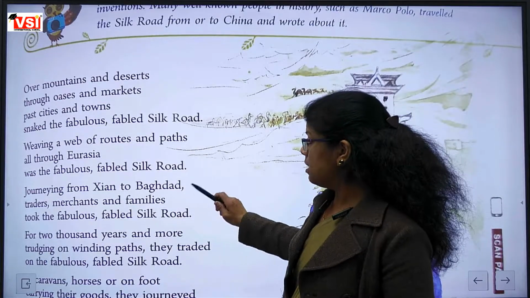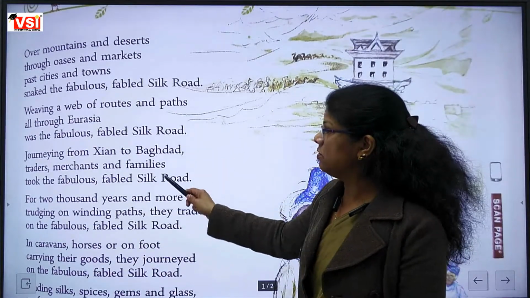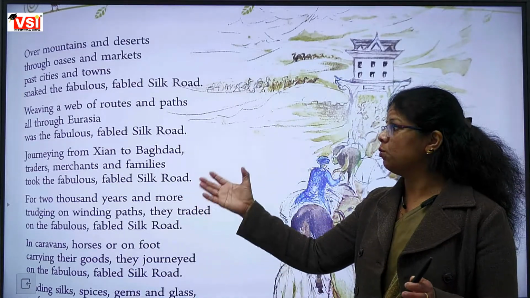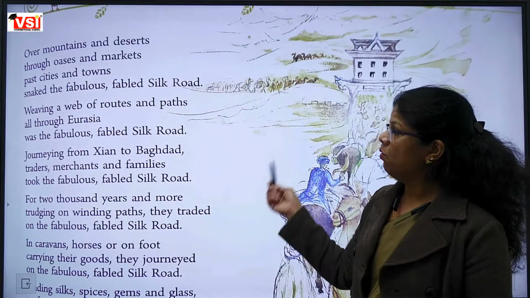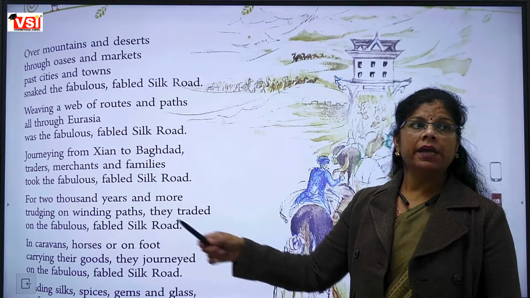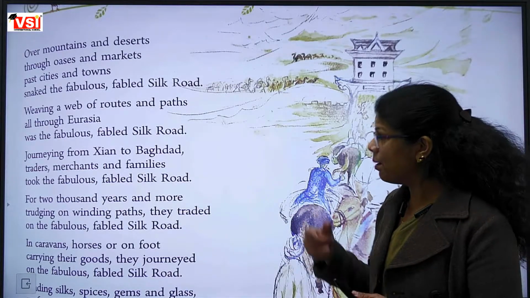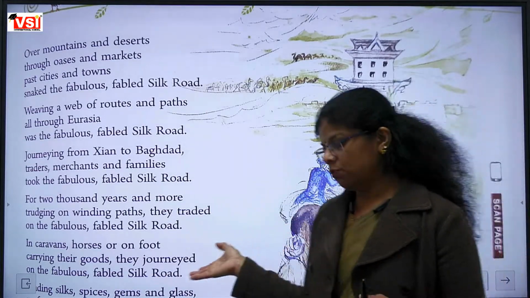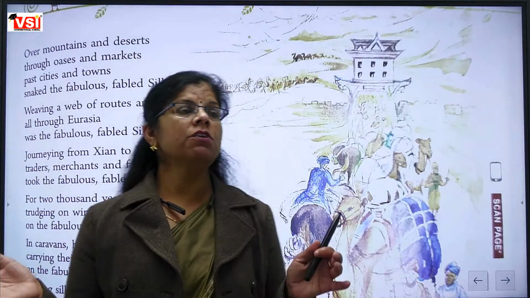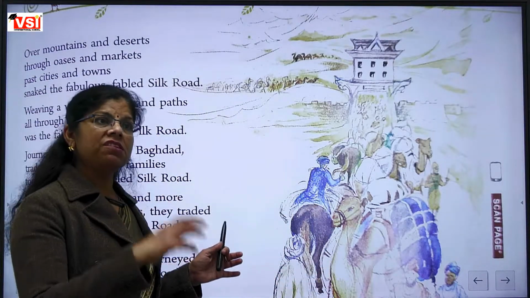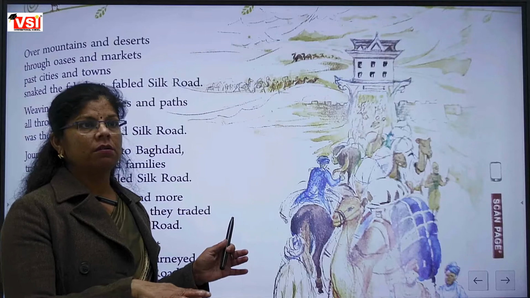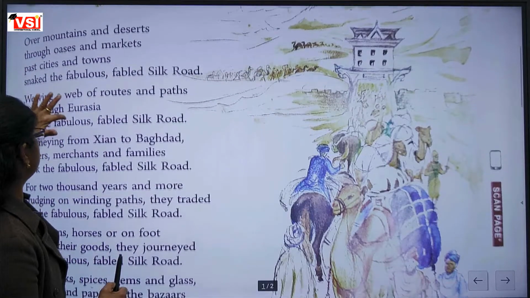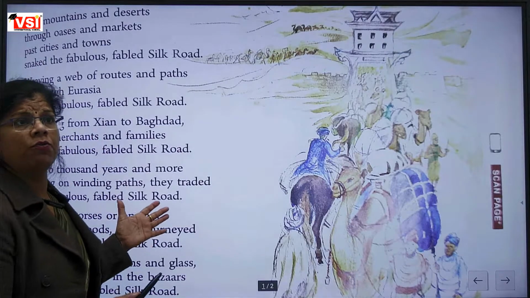In the third stanza, it was saying that people who were doing their trading, their business, were going from Zion to Baghdad, and traders, merchants and families were also traveling on that road. However, this route was mainly used by businessmen, but it doesn't mean that families were not moving on that road.